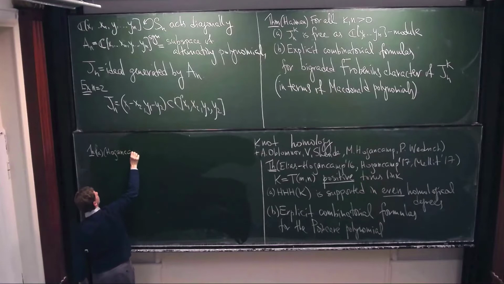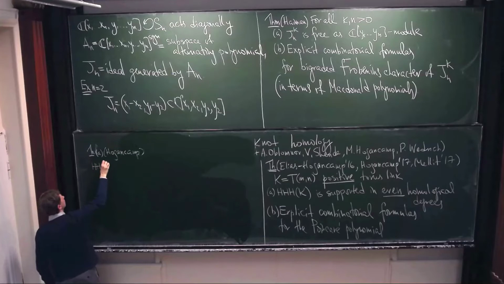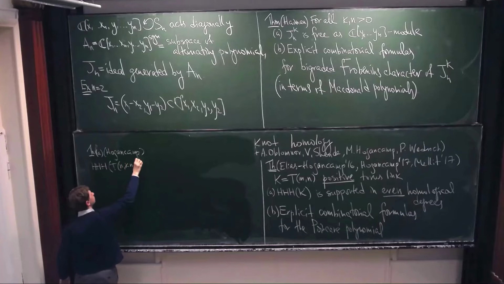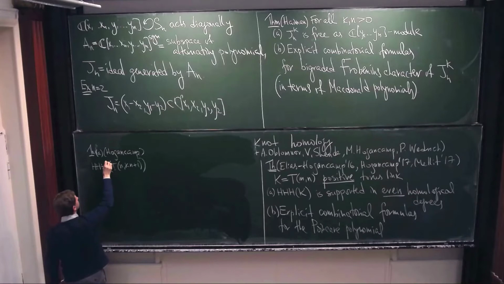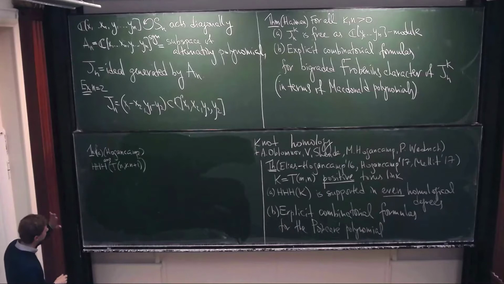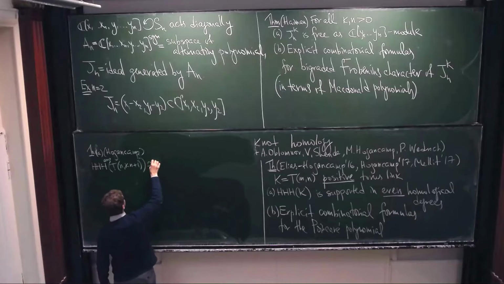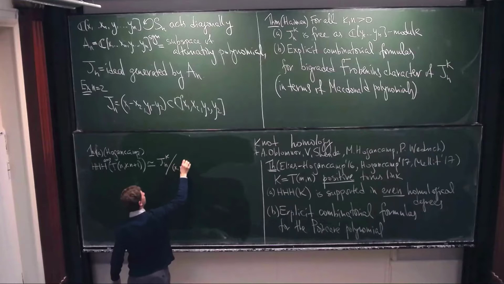So if I have HHH of the (n, kn+1) torus knot, and let's ignore one of the gradings. So there is a grading which I don't want to consider. So this is a bigraded piece of a trigraded vector space, then this is basically isomorphic to J_n^k mod xy J_n^k as bigraded vector spaces.